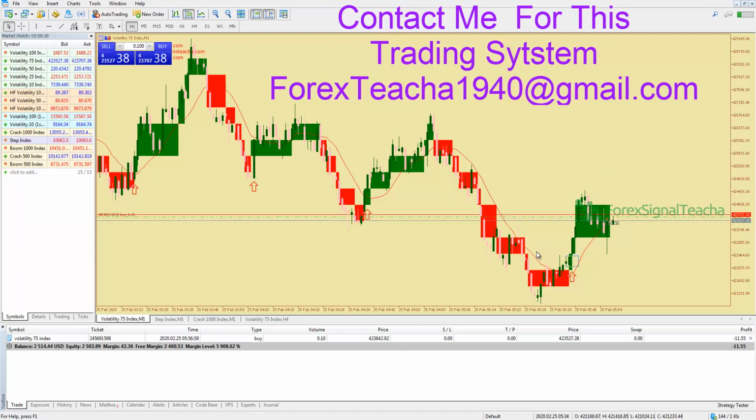So how I trade using this system, you set your MetaTrader chart to M1, meaning one candlestick represents 1 minute. Once you have set that, you need this forex trading system that I personally developed.